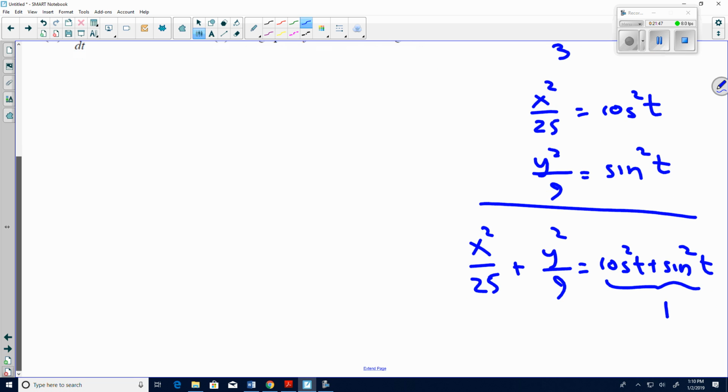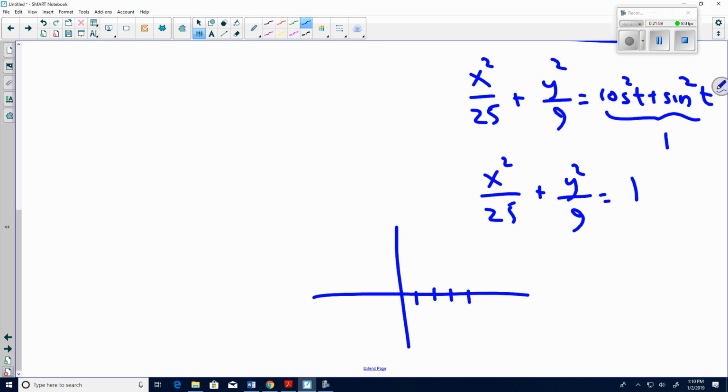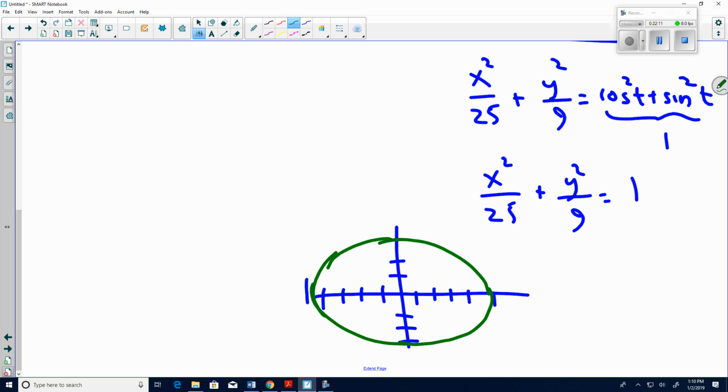So we have x squared over 25 plus y squared over 9 equals 1. Our major axis is 10 units long, right? 1, 2, 3, 4, 5. 1, 2, 3, 4, 5. Our minor axis, 1, 2, 3. Here's our ellipse. It looks like that. Okay. Let's look at the discussion of what's going on.